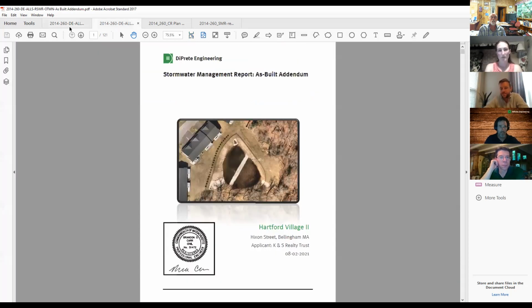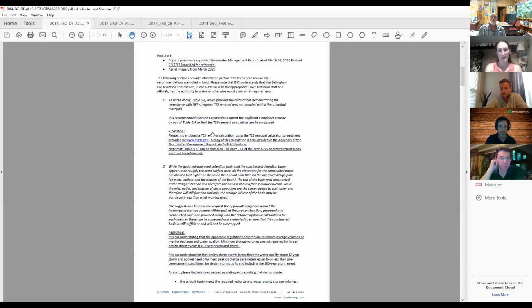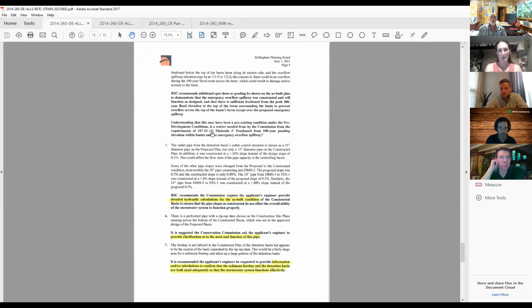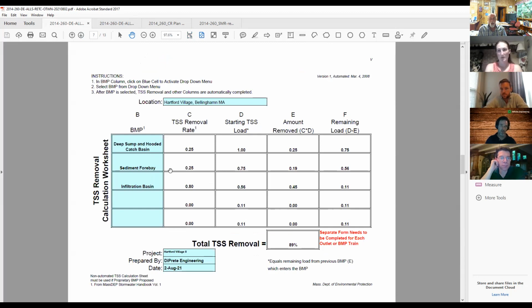I'm not sure if everyone can still see my screen. I don't think we put the TSS there. So there's this spreadsheet from mass.gov, which gets us over 80%, which is the requirement. These are the parameters that were installed: deep sump catch basins, sediment forebays, and an infiltration basin.